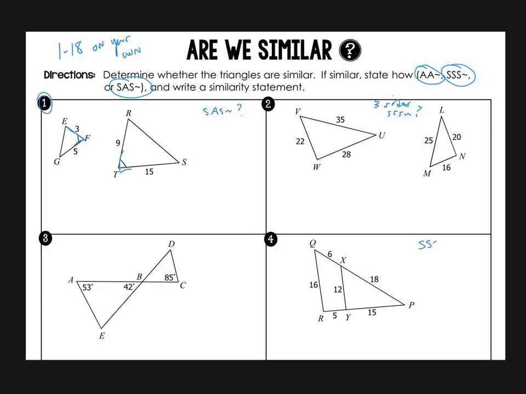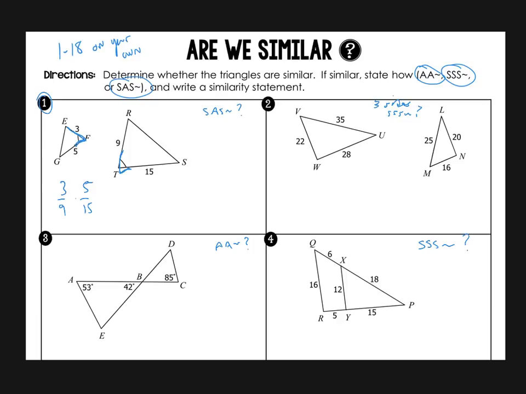So this looks like side-side-side similarity, question mark. Over on number 3, I'm just given all information about angles, no sides. So is this angle-angle similarity? That's what we have to decide first, which one are we pursuing? Back to number 1, is this the included angle? Yes. Is this the included angle? Yes. So 3 and 5, and then 9 and 15.